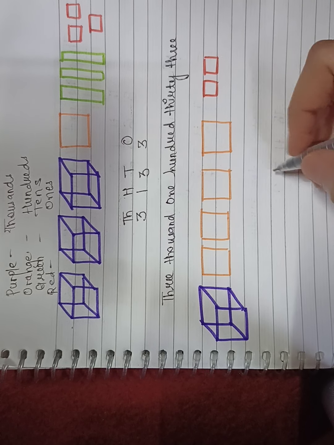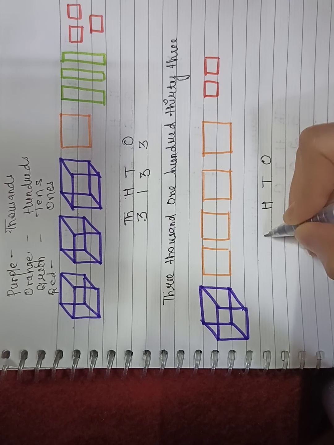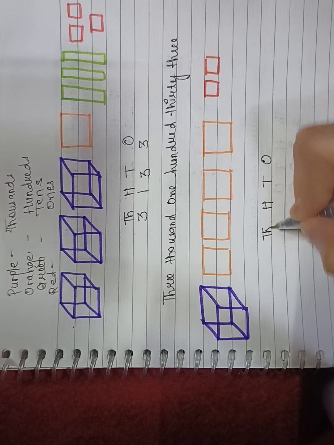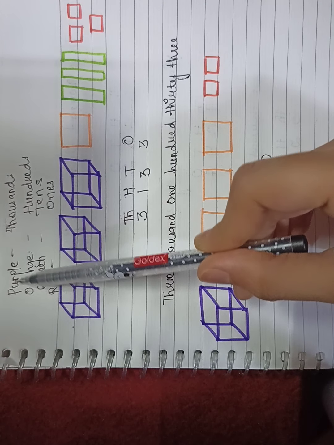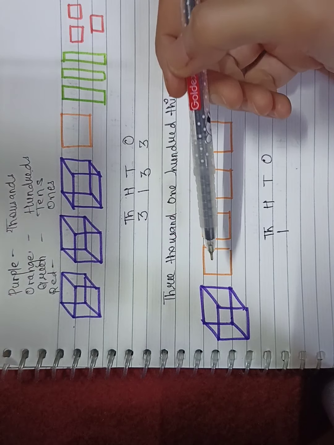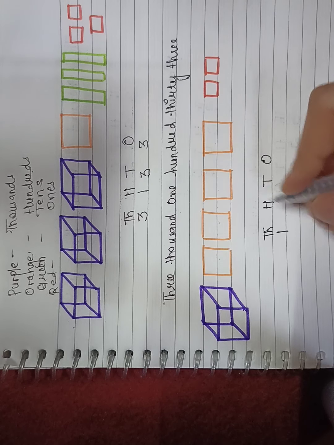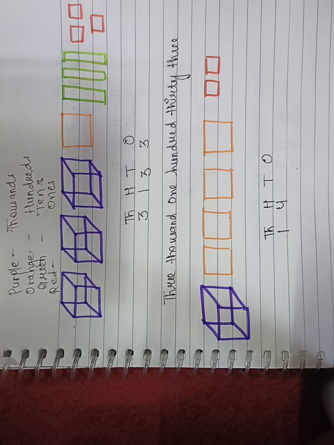The next one. Again we'll write the places first: ones, tens, hundreds, and thousands. Let us see how many thousands are there in the picture. Purple stands for 1000. Let us see how many purple cubes are there. Only one purple cube is there. It means there is only 1000. Then how many hundreds are there? 100 is represented by the orange squares. 100, 200, 300 and 400. There are 400.